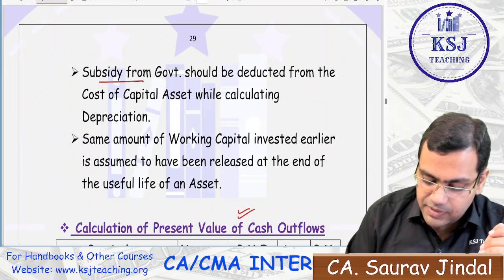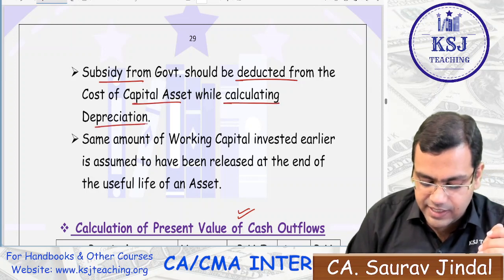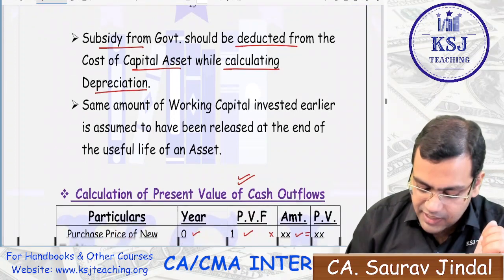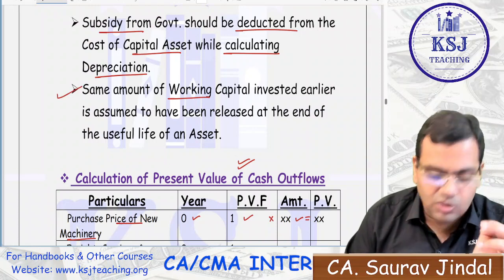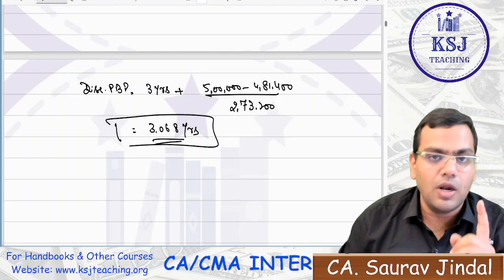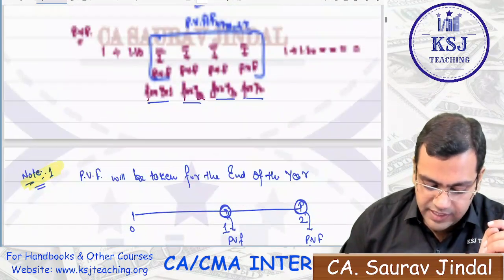Subsidy from government should be deducted from the cost of capital while calculating depreciation. This point I have already explained. Same amount of working capital. This also I have explained. Now, one small point here. Listen to it very carefully.